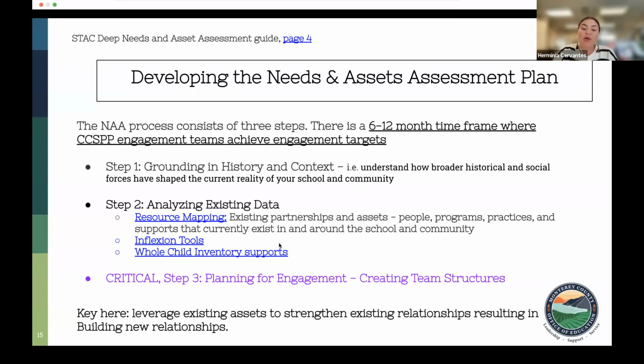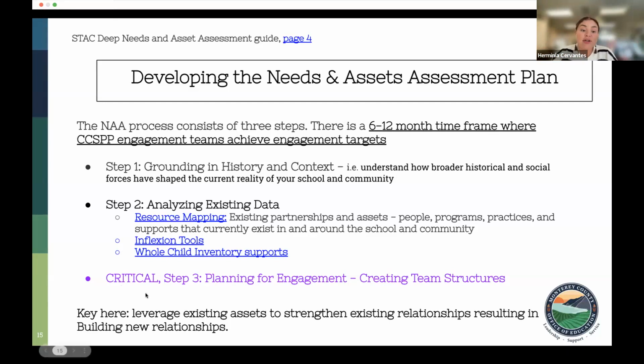Number two, we want to really analyze existing data, and this could be surveys done at the schools. Here in Monterey County, when I was developing the needs and assets survey for our school, I looked at other data like Impact Monterey County, the Youth Truth, and other data that was already available. So this is something that doesn't have to be built from scratch. We are allowed to use other resources.